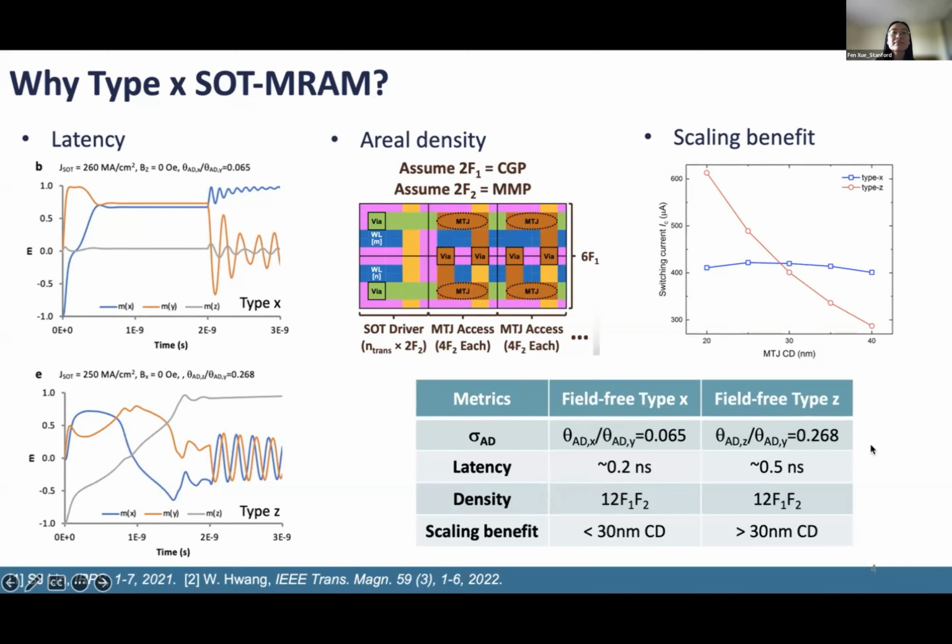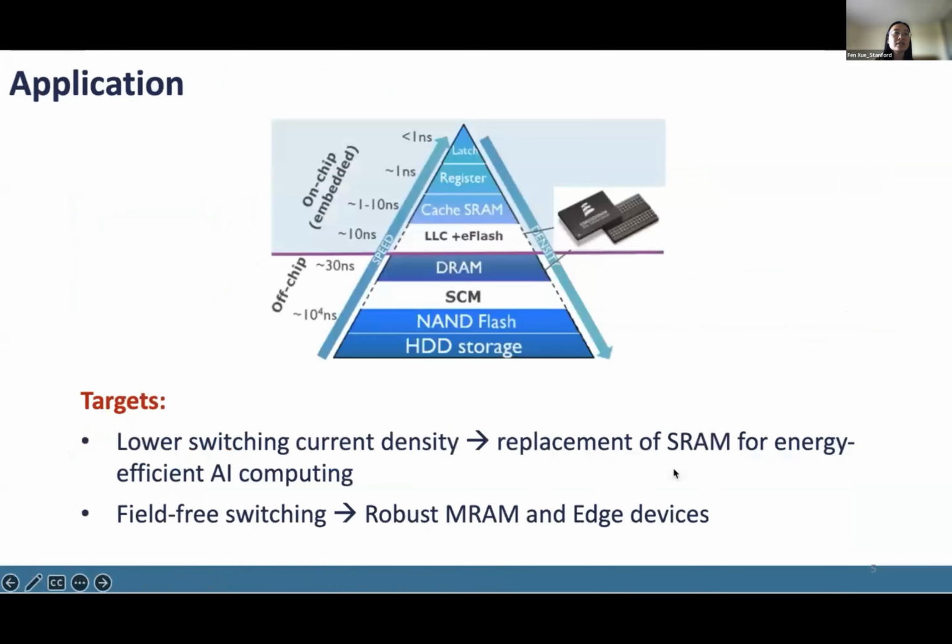About the scaling benefit, the micromagnetic simulation shows that when the MTJ critical dimension goes down to 30 nanometers, type X can keep a constant switching current, while type Z needs a much higher switching current. This means field-free type X can benefit from scaling down. So we are targeting a lower switching current density as a replacement for SRAM for energy-efficient AI computing, and also field-free switching for robust MRAM and edge devices.